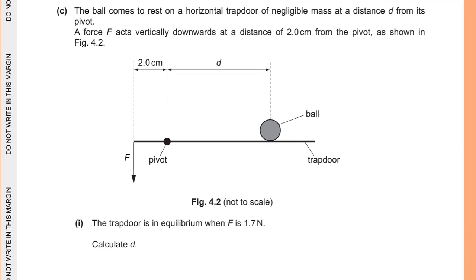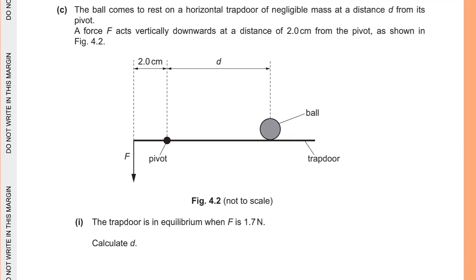Ball comes to rest on a horizontal trapdoor of negligible mass at a distance d from its pivot. A force F acts vertically downwards a distance of 2 centimeters from the pivot. This being the pivot, this is that force, as shown in 4.2. And when it's at rest, it's basically the weight of the ball which would be acting. I just use the mass, which was 4.5 into 10 to the negative 2, and I'll multiply this by 9.81 to get the weight, which is the force.